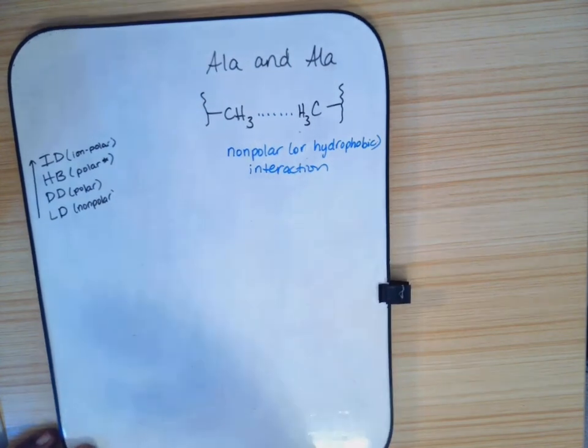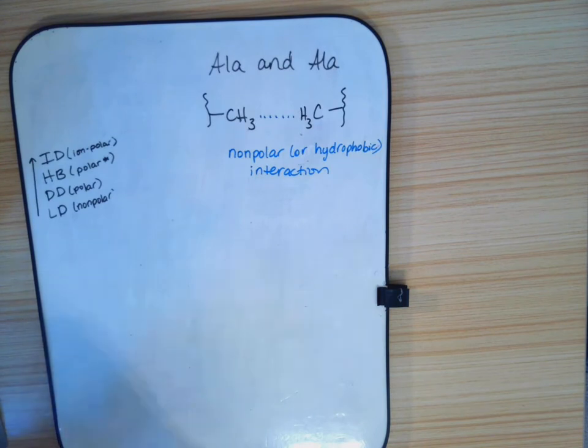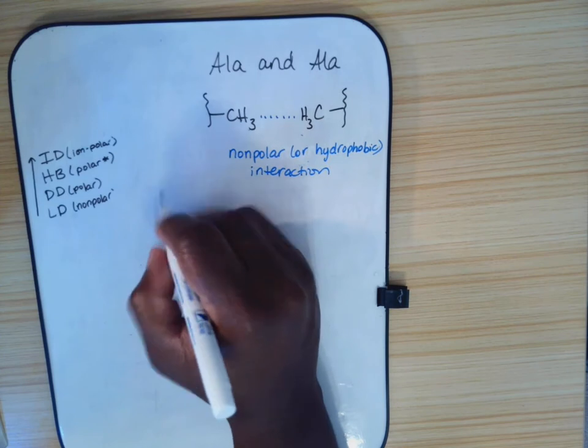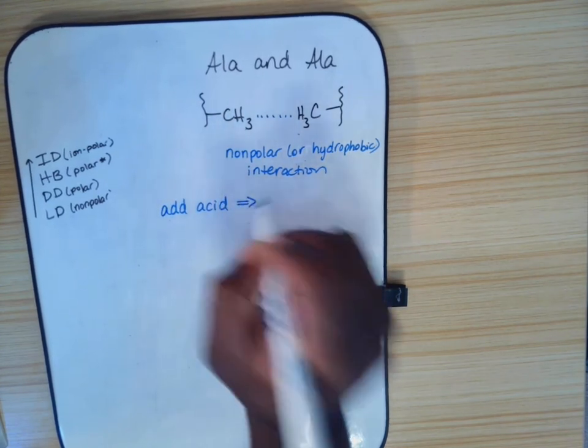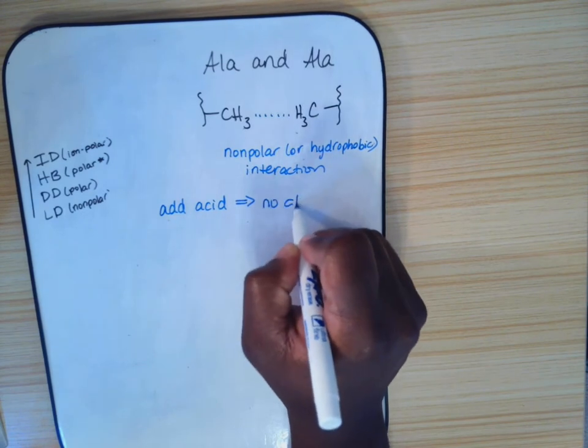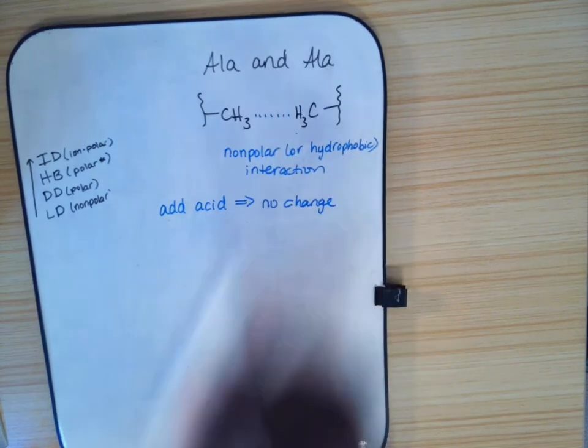If I decide to add an acid to this, it's not going to affect a nonpolar interaction because those ions from the acid are not trying to interact with the nonpolar substance. They're not attracted to the nonpolar substance. Those ions are only attracted to other ions or things that are polar. They're not attracted to nonpolar. So the addition of an acid, no change. Not for this specific interaction.